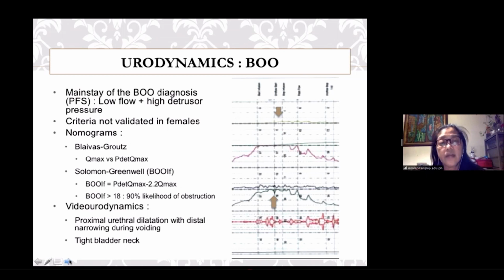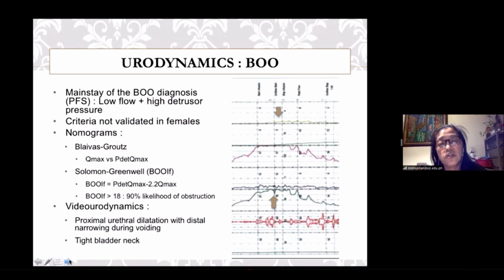Hence, several nomograms have instead been proposed to better define bladder outlet obstruction in women, mainly using the combination of Qmax and PDET Qmax values again. Examples of these nomograms include the Blaivas-Groutz and the Solomon-Greenwell nomograms. And the addition of imaging during urodynamic study has also been advocated for diagnosing bladder outlet obstruction.